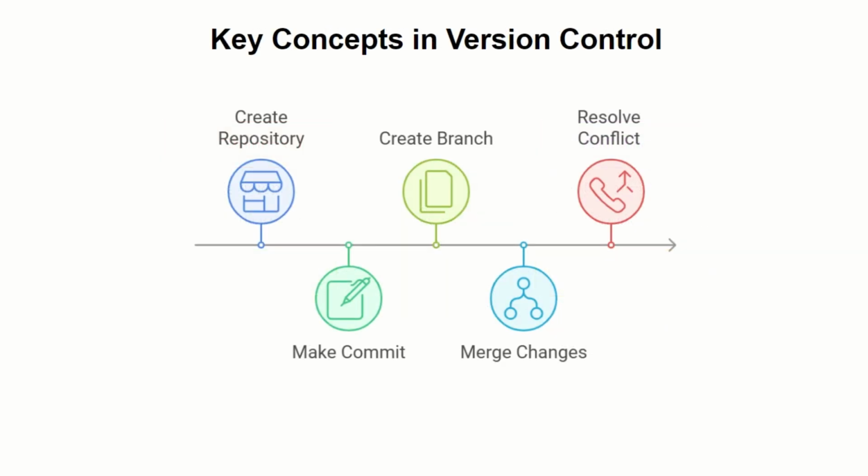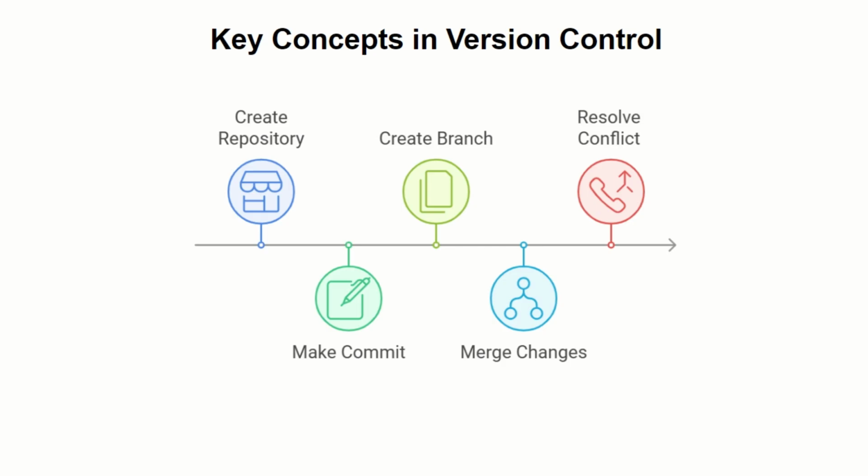So the key concepts in version control are the repository, the storage location for your project files, and their history. The saved changes to the project, usually with a message describing the change. We call it a commit.